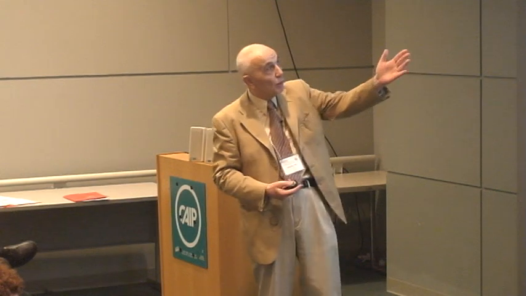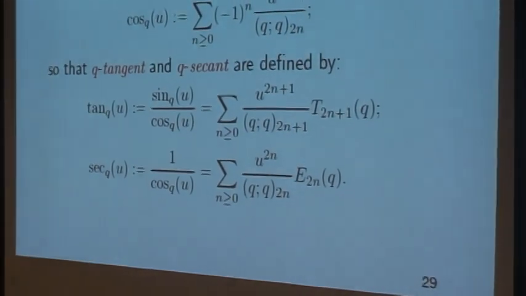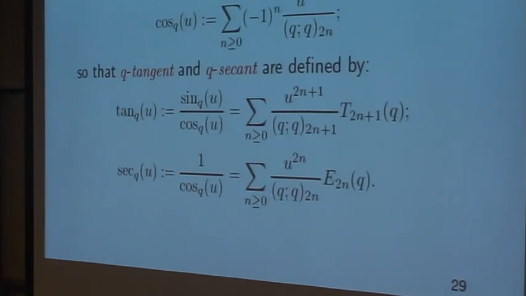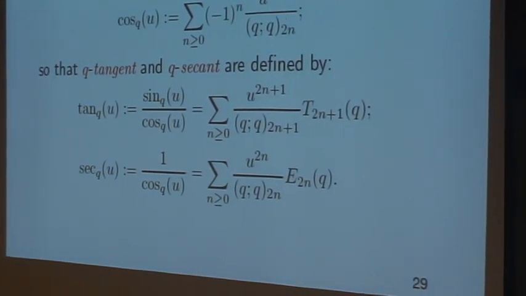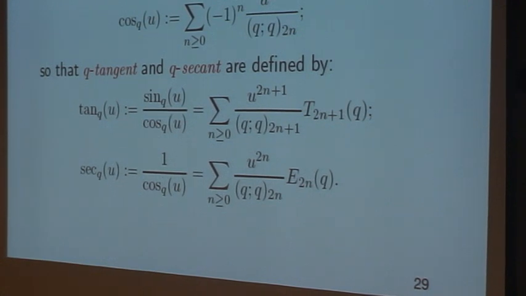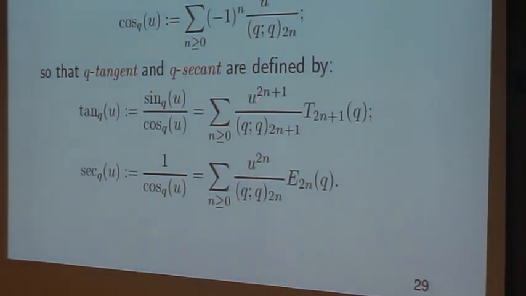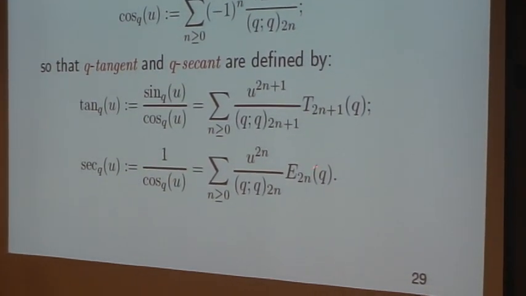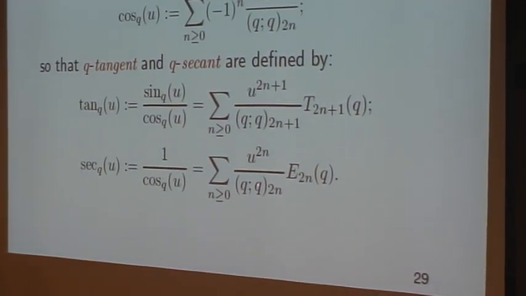So we have the cosine of u, and now we have the q-cosine of u. So the horizontal arrow is going to be defined. And then the q-tangent: you take the q-sine divided by the q-cosine, and the q-secant, 1 divided by the q-cosine, and then you make the expansion in q-series. In other words, you write this as a q-series by making this kind of normalization.